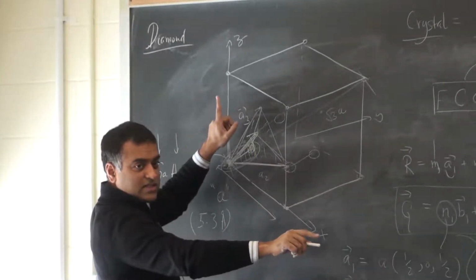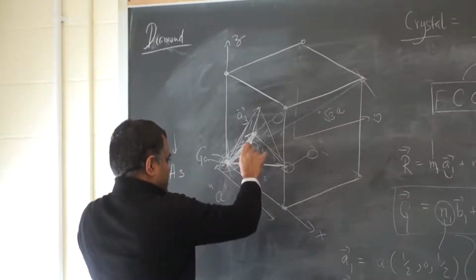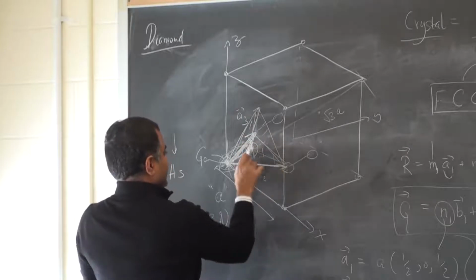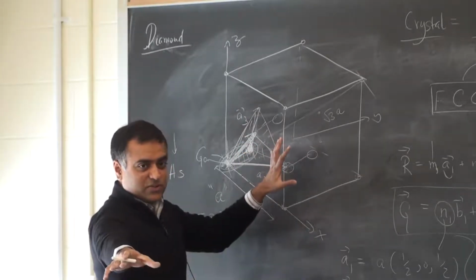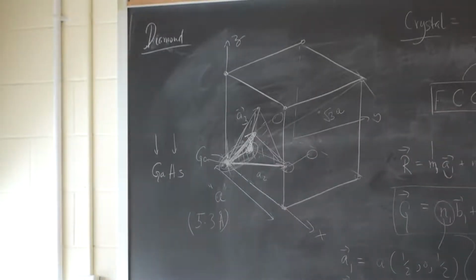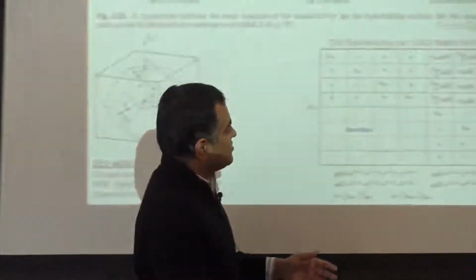There are four nearest neighbors. For example, this atom has bonding to this one, that one, and that one. It's the center of a tetrahedron. It's bonded to four of them, and so those are the four nearest neighbors. An electron sitting at one site can hop to four nearest neighbors, and so those are the hopping elements.